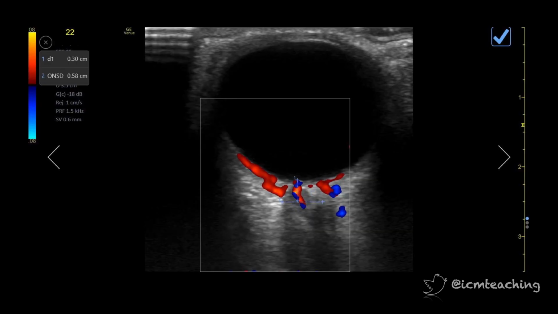Now this is what happens if I don't distinguish the nerve from artifact and measure the artifact instead. Here I've got a measurement of 0.58 centimeters, making it look like I may have raised intracranial pressure. Whereas if I measure what is actually the nerve, perpendicularly to the blood flow, the measurement is 0.31.